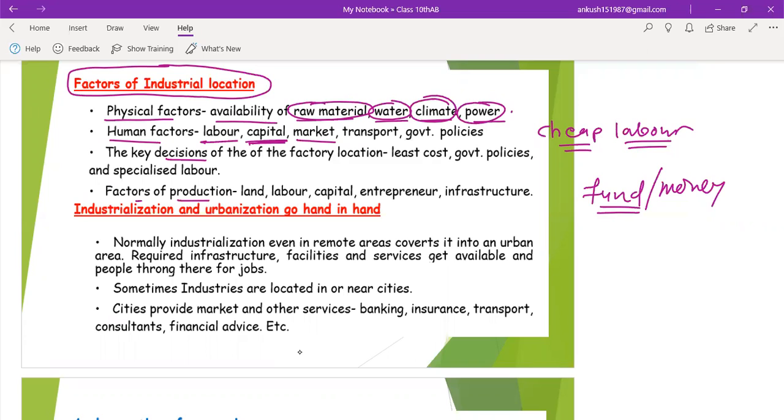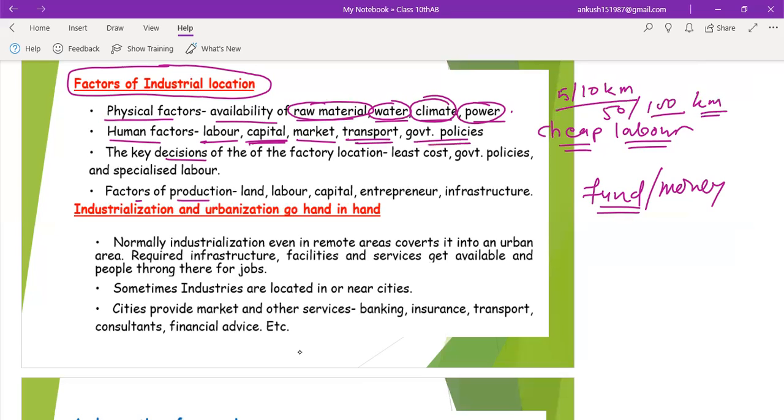Understood? I'm not saying that the market should be within 5 or 10 kilometers only. It may be 50 or 100 kilometers if there is a need, but it should be found there, and it should have easy transportation. Suppose the transportation facilities are not proper there, definitely it would affect the production of the industry.